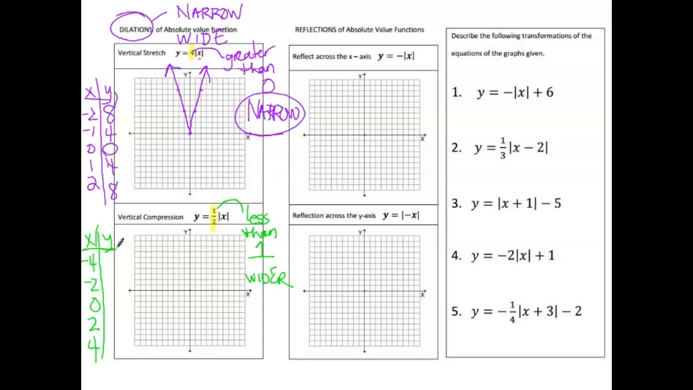Across from negative 4 would be positive 2. Across from negative 2 is 1, 0 is 0, 2 is 1, 4 is 2. So when we graph this one, it needs to be wider than the original. So it's 0, 0. I'm going to go right 2, up 1, right 2, up 1. I'll repeat that again. You're at 0, 0. I go right 2, up 1, I'm here. 4, 2 is right here. But you're just completing that pattern. Now you're going to do the same thing on the left. Left 2, up 1. Left 2, up 1. And you have a wider looking graph.